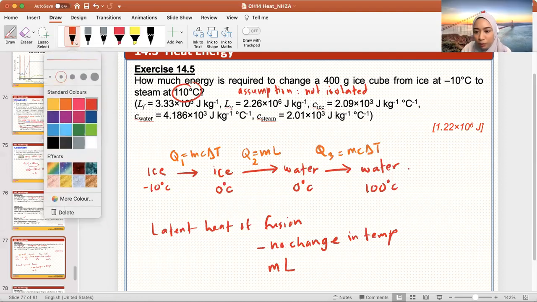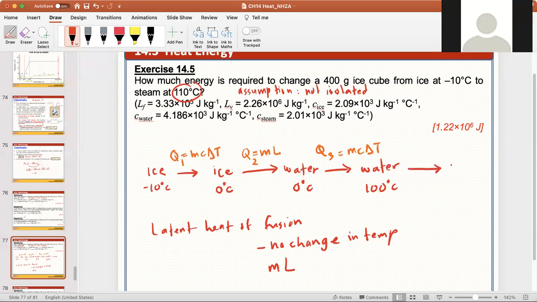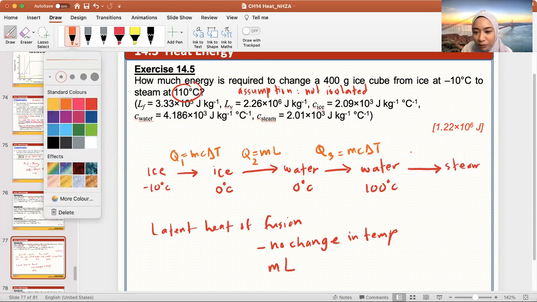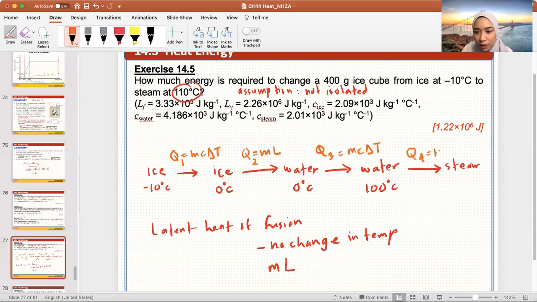Okay, next. Water is at 100 degrees Celsius. How do I change it to steam? Latent heat of vaporization. So this becomes gas or steam. Let's write steam. So to convert water to steam, this is latent heat. Who likes latent heat so much? Yay, it's latent heat now. So ml, steam. So steam is still 100 degrees Celsius.